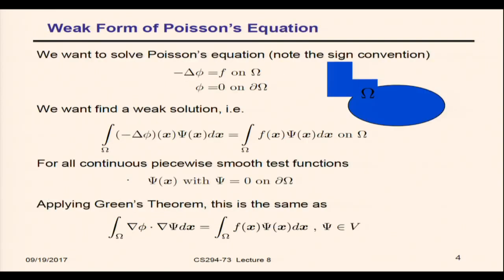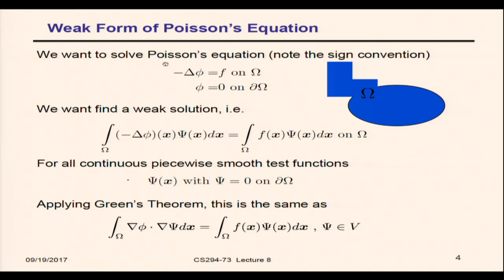So this leads us to a different way of formulating Poisson's equation. This is a weak form of Poisson. So if we want to solve Poisson's equation, and note the sign convention here, we're using minus Laplacian of phi equal f. That's kind of the convention in the finite element world for reasons you'll see in a moment, is equal to f on this funny shaped domain, omega, and phi is equal to 0 on the boundary of that funny shaped domain or any other domain.